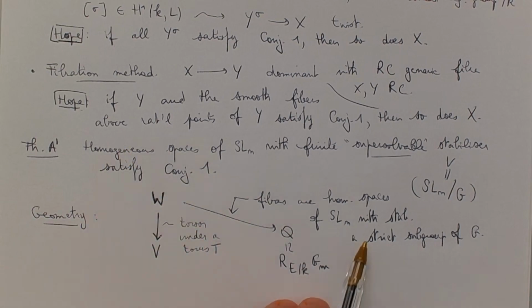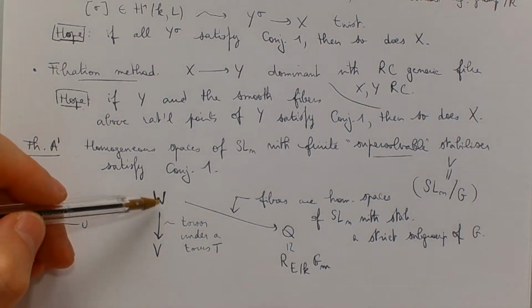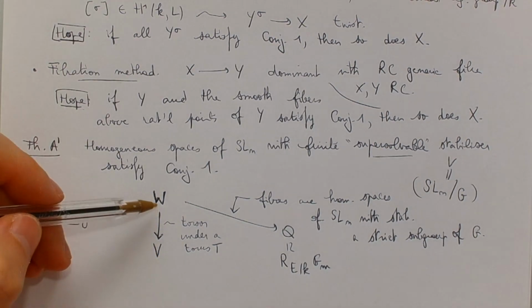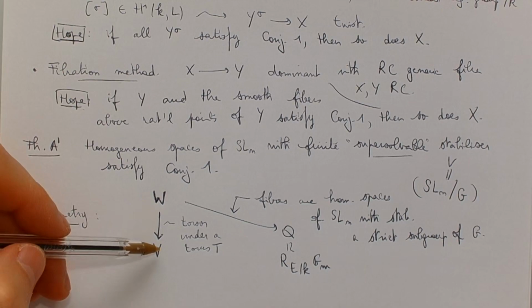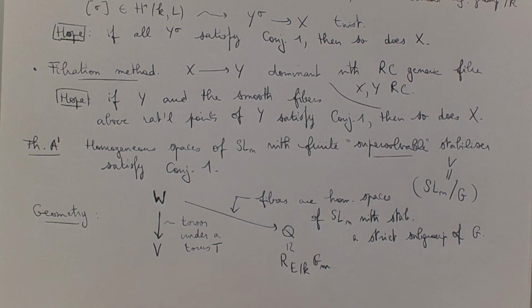smaller stabilizers, then here we can hope to get conjecture 1 for W starting from conjecture 1 for the base, which is easy because the base is rational, and from conjecture 1 for the fibers, which is the induction hypothesis, by applying the fibration method. And then here we will apply the descent method to go back from W and its twists to V. So that's the general strategy. Of course, there's lots going on here that I'm not explaining, but that's the geometry underlying the proof. And of course, you have to prove that the fibration method and the descent method work in the cases where we need them here. But that's what we do.